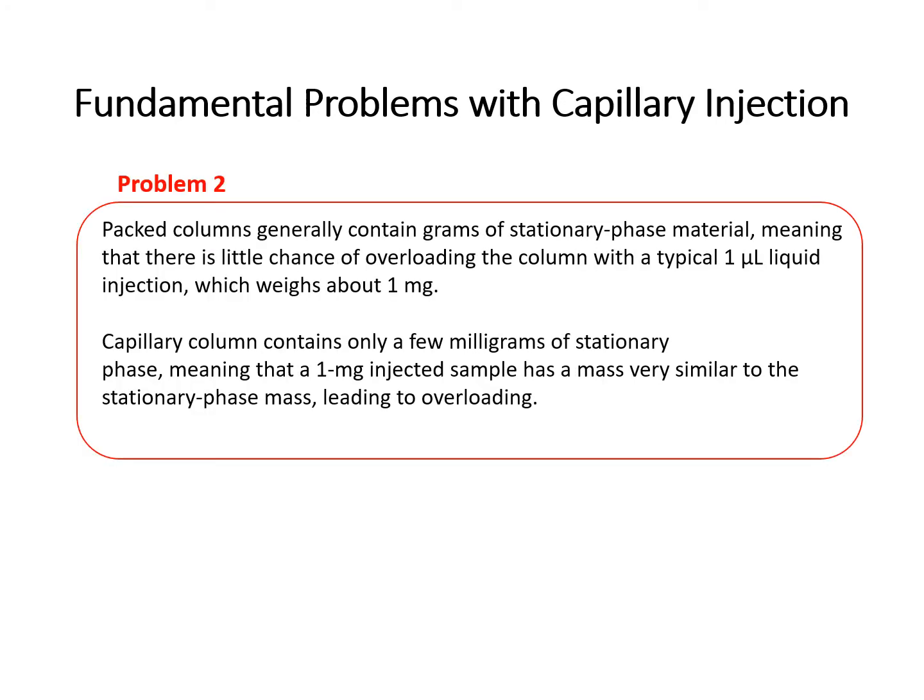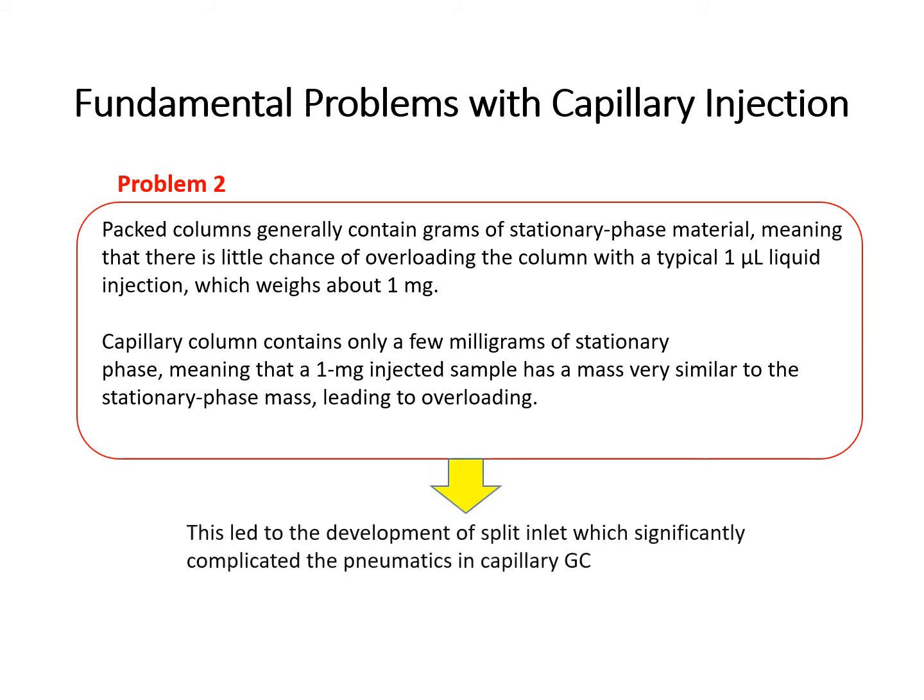So, fundamental problems with capillary injection. If we compare the packed column and the capillary column, there is little chance of overloading the column with typically 1 microliter liquid injection in a packed column, compared to the capillary column, which contains only a few milligrams of stationary phase, meaning that 1 milligram of injected sample has a mass very similar to the stationary phase mass, thus leading to overloading. So this led to the development of the split inlet, which significantly complicates the capillary system in GC.